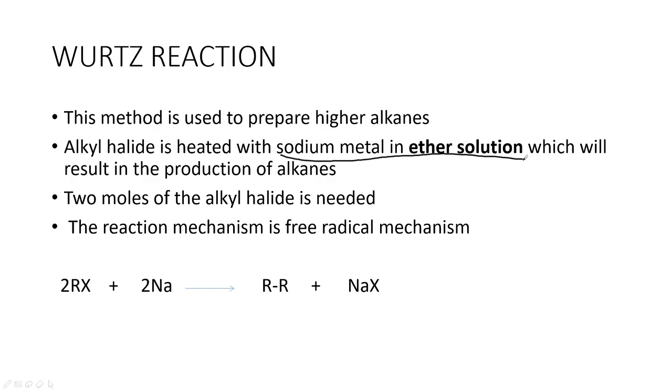Like the first point I gave, this method is used to prepare higher alkanes. Reduction of alkyl halide is only used to prepare lower alkanes. You can't use it to prepare higher alkanes because when you go higher in the homologous series, you find that the reaction ends up not being feasible. And the reaction is a free radical mechanism, that's the last point I gave. Now the equation of the reaction is given below. Two moles of an alkyl halide react with 2 moles of sodium, and ether is present, and this will yield an alkane and sodium halide.